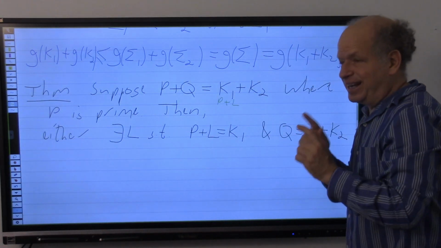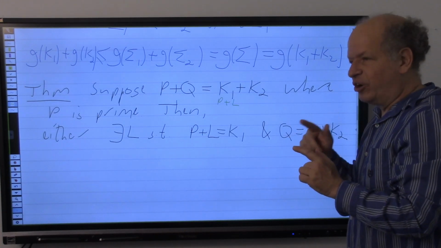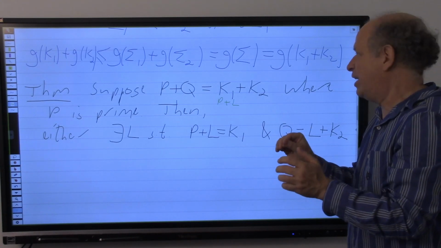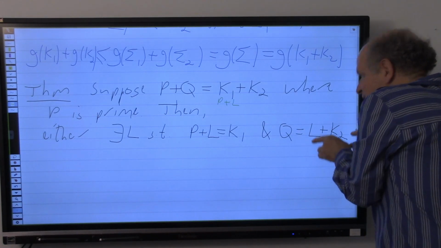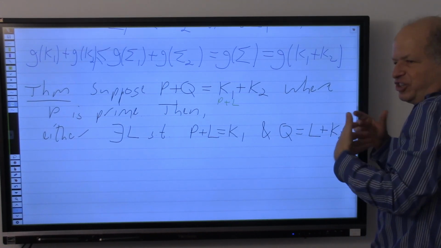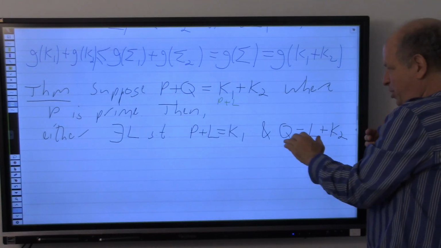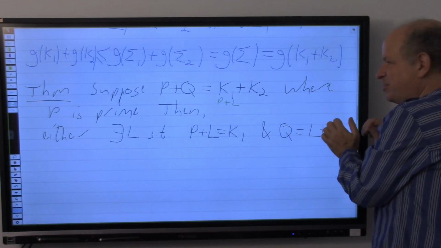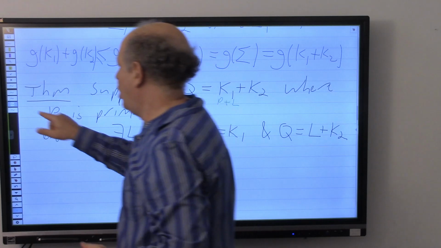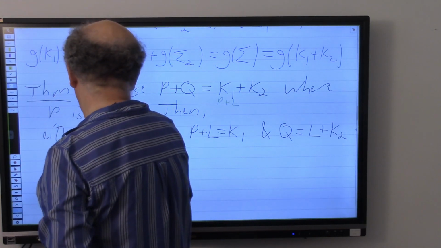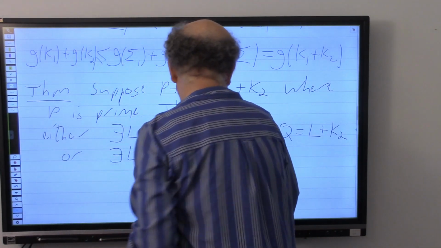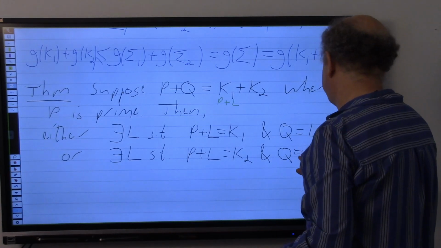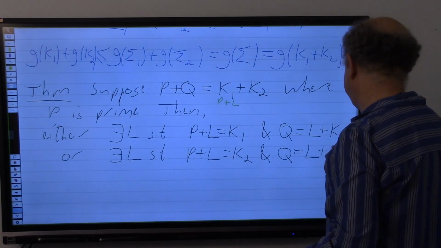I don't know that I can cancel P. We have not yet shown that we can cancel two knots from the two sides of an equation. But I'm asserting that this is nevertheless true. The story about cancellation was just to remember what I should be writing. I pretended that I could cancel. I can't cancel, but nevertheless the theorem asserts that this is true. Or the alternative is that there exists an L such that P plus L is K2, so P divides K2, in which case Q is equal to L plus K1.